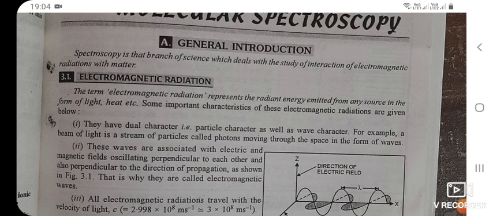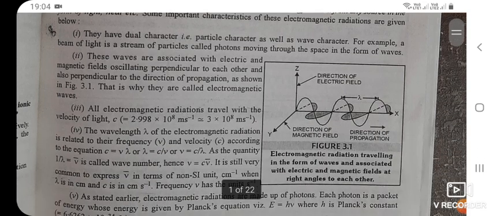of waves. These waves are associated with electric and magnetic fields oscillating perpendicular to each other and also perpendicular to the direction of propagation as shown in figure 3.1. That is why they are called electromagnetic waves. All electromagnetic radiations travel with the velocity of light. c is equal to 3 into 10 raised to the power 8 meter per second.